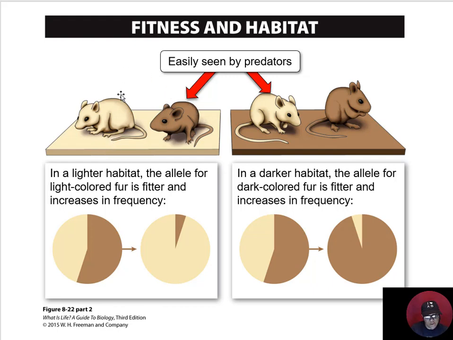So here we have two mice, and here we have two different environments, right? We have a lighter color environment as a background, and we have a darker color environment as a background. Now we can see that in this lighter habitat, the allele for the light color fur is fitter, and it's going to increase in frequency. Why? Because the mice with the darker color fur are going to be easily seen by predators. They're going to be picked off. That allele is going to slowly be removed from the environment, right, as this one is eaten.